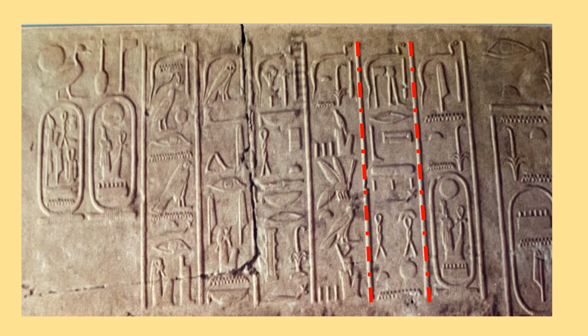And then we have the horned viper, which is F. And then we have an interesting way to write Ket. We have the twisted flax, which is the phonetic complement, and then we have the placenta, which is KH, and the loaf of bread T. So that would give us ket. It finishes off with the ripple of water, which is the N.